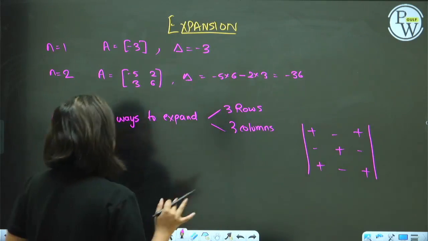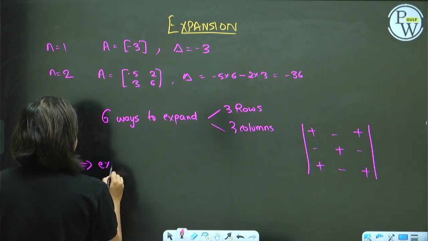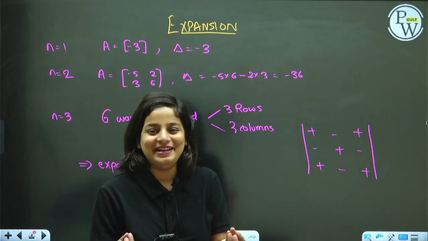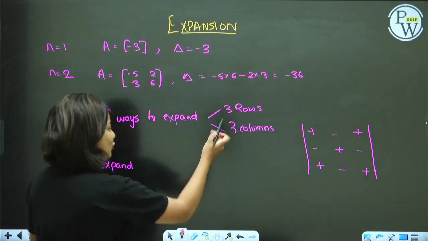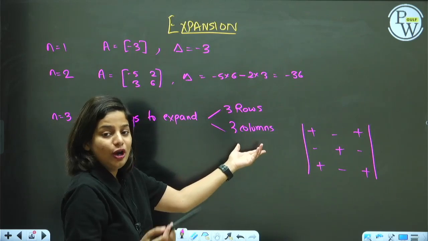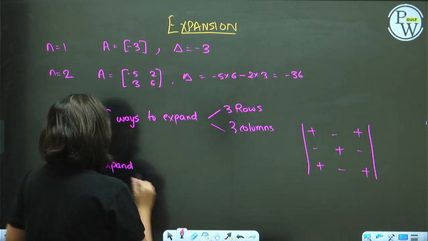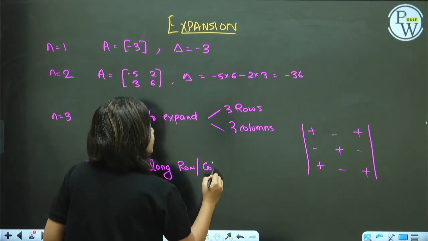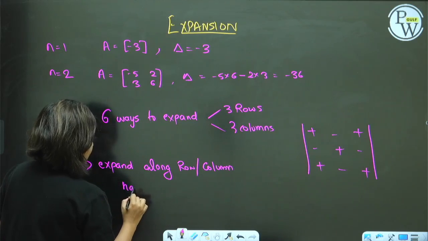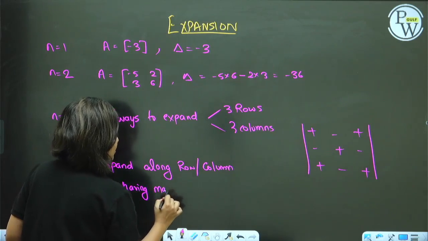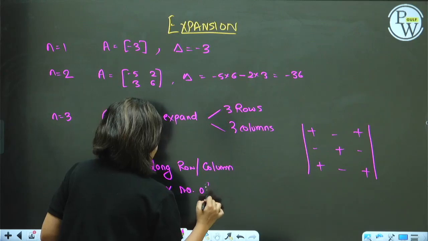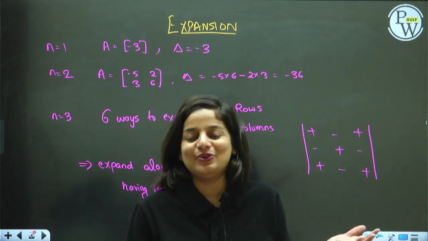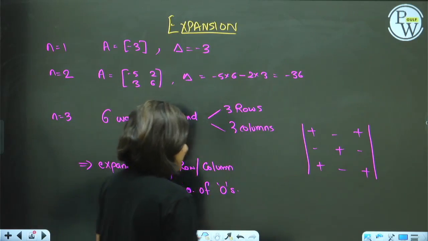But where should we actually expand? Out of 6, where should we expand? You expand along any row or column, the final answer will remain the same. You expand along row 3 or you expand along column 2, the answer will remain the same. Expand along the row or column which has the maximum number of zeros. That is preferable. If there is no 0, then it's your choice. But if there is 0, then why not expand along a row or column which has more zeros? It will make the expansion very easy.